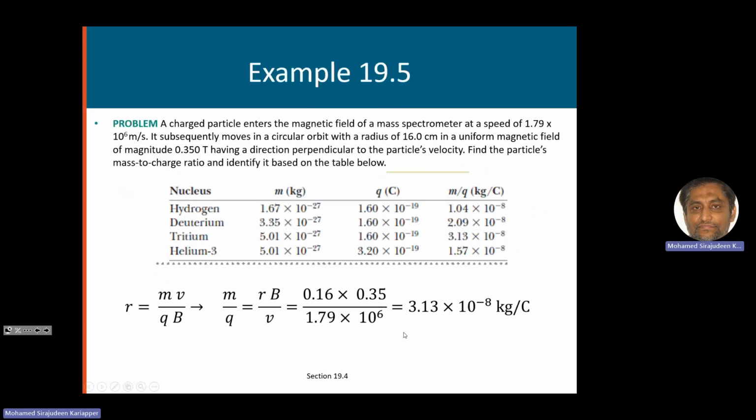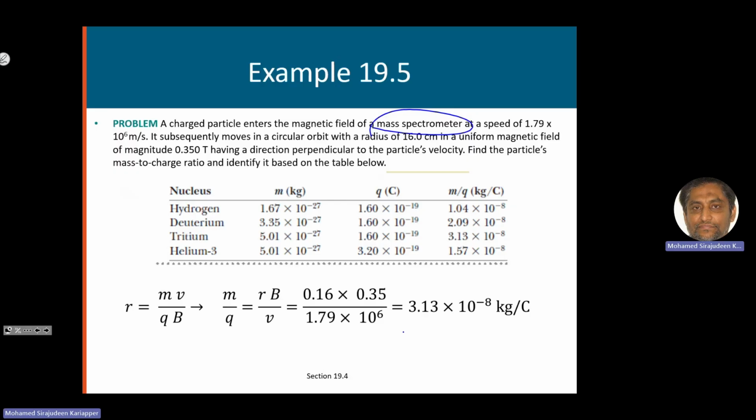Now we can do this question. A charged particle enters a magnetic field of a mass spectrometer. So that's an experimental device where you can use a mass spectrometer to determine what kind of charged particle we have. Okay, we send some charged particle. Suppose there is a charged particle, you want to know what it is. We can use the mass spectrometer to determine that. So this question will tell you one such application.